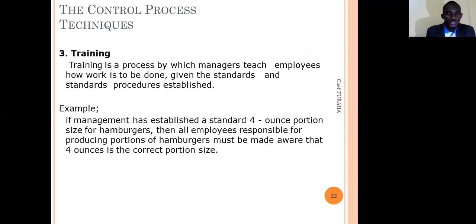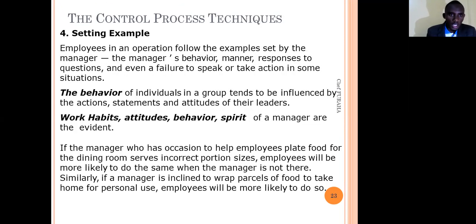Then another technique is training your staff. Give them examples, show them how things are done. That is also a very important technique. Setting an example by behavior, by actions, by attitude. You must set an example. It is very unfortunate that a manager is the one responsible to enforce policies or standards, but it is unfortunate to see him deviating from our standards.